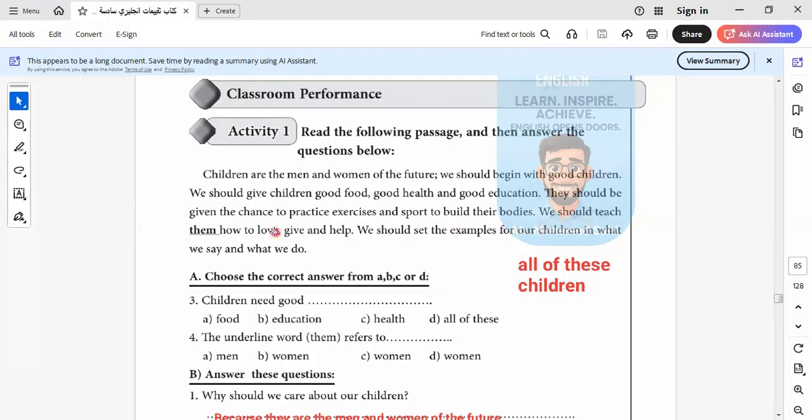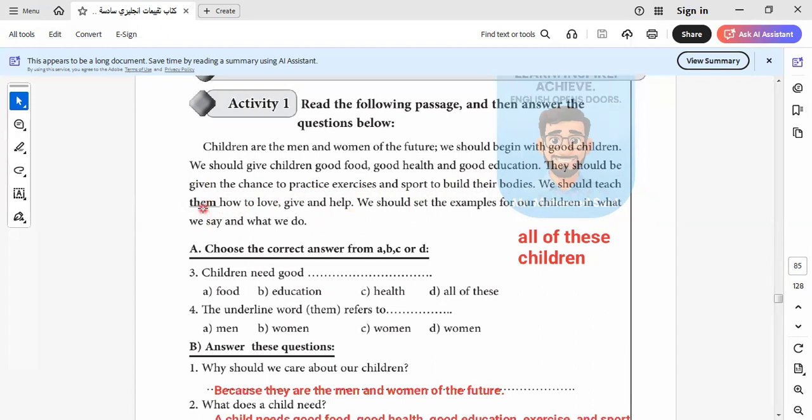We should teach them. So here we have the pronoun them, underlined. We must read very well to know what this word refers to. This is what I say to you: we must take care when we answer the comprehension, because it's important to know every word in this text, and we have to understand it very well to answer the question. How to love, give, and help.